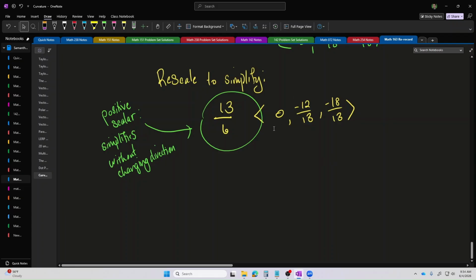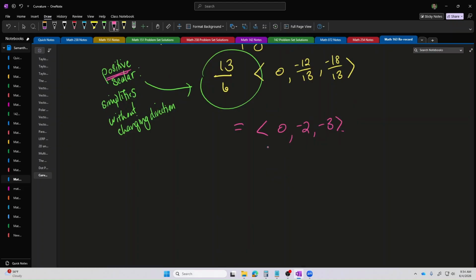So I'm just multiplying by this positive scalar as an intermediate step to simplify the vector, but I emphasize that I need to make sure that I'm multiplying by this positive number so that I don't end up accidentally changing the direction of the vector and making that direction incorrect. So now the simplified version of this vector is 0, minus 2, minus 3, and it's now much easier for me to turn this guy into a unit vector.